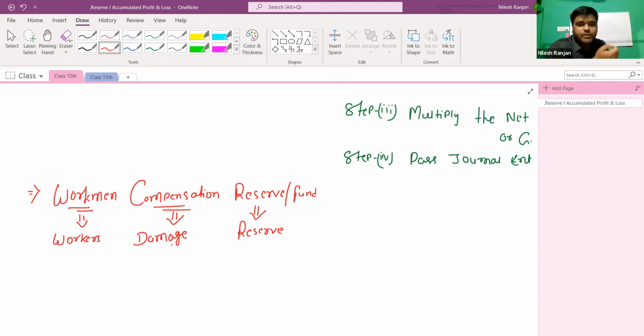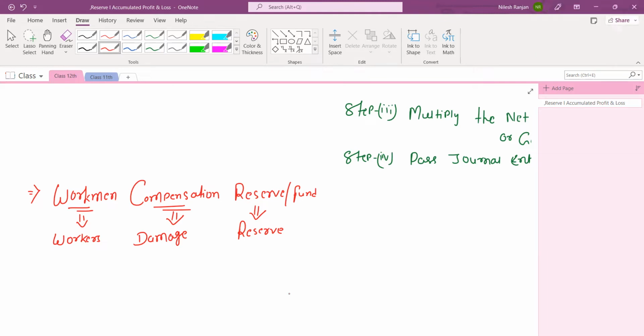Okay, so workman compensation reserve is like when our workers incur some damage, then we have to pay them compensation, and the compensation amount is very high, so we cannot quickly get that amount of cash to pay the worker. So in that case, we deposit some money, we save some money for that purpose. So it is called workman compensation reserve. It is saving of business to compensate the worker in case of any damage.